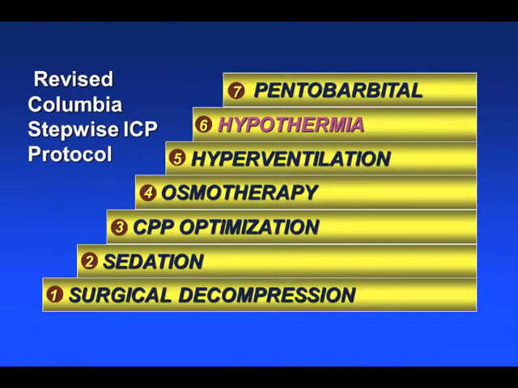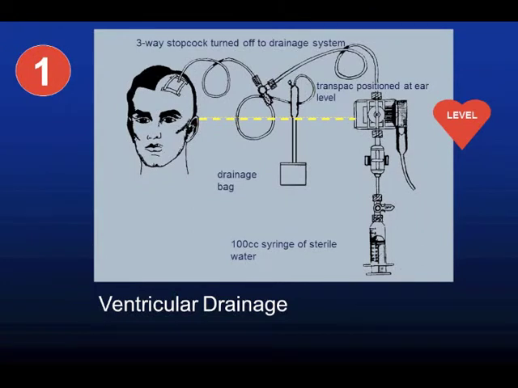So let's run through the steps one more time. Step 1, EVD. EVD, of course, is monitoring and therapy. And it's great in that regard. The downsides are, one, you can drain or monitor, but you can't do both at the same time unless you get a special ventricular drain with an ICP sensor embedded in the tip. And they do exist. I saw one out in the exhibits earlier.